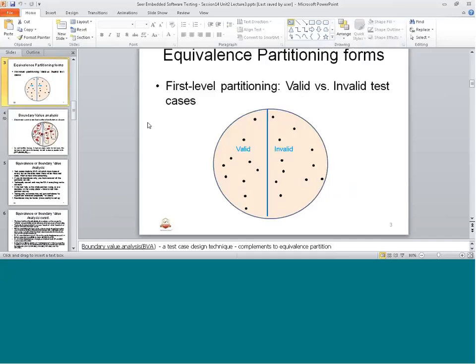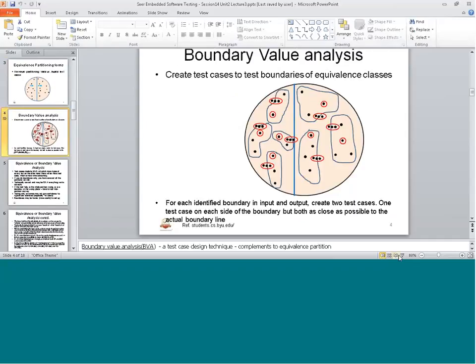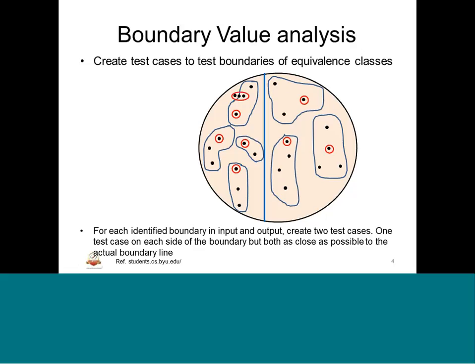The next slide. So you can see there is a boundary of A, just above A, just above B. Suppose the dot that is lying on the boundary, we need to test with a value which is just above A, just below A. This is for the first equivalence class. Similarly, for the other equivalence class, we need to have it. Similarly, for invalid classes also, we need to have it the same way. So, which is nothing but the boundary value analysis.